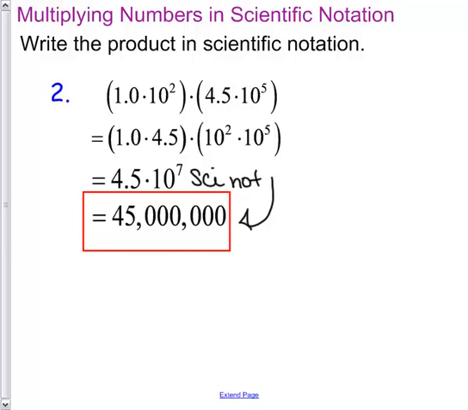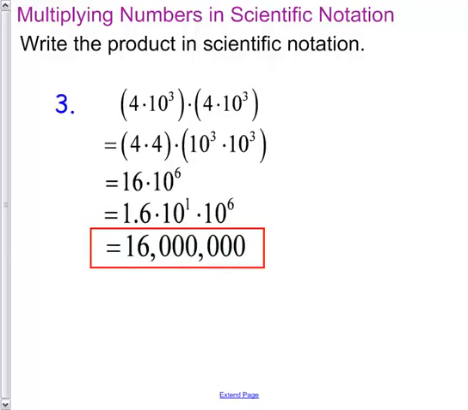Let's look at the last and final example. Number 3, 4 times 10 to the 3rd times itself, okay? We're doing this twice. So 4 times 4 is 16, and 10 to the 3rd times 10 to the 3rd is 10 to the 6th. 16 is not in standard form. We need it to be an integer. So 1.6 times 10 to the 7th. Or if we wanted to put it in standard form, we would write the original number.